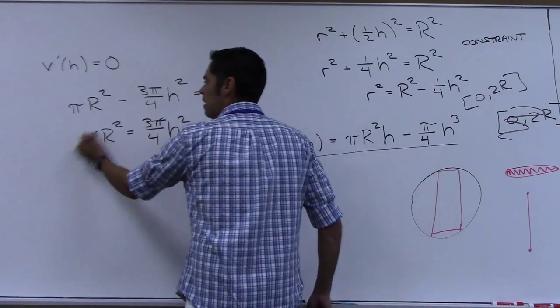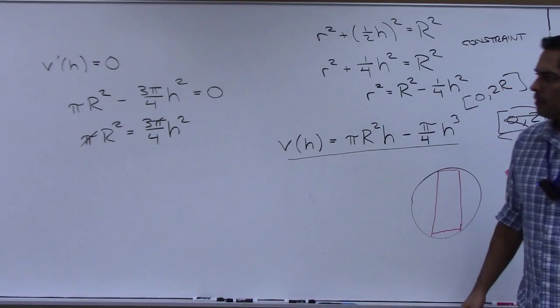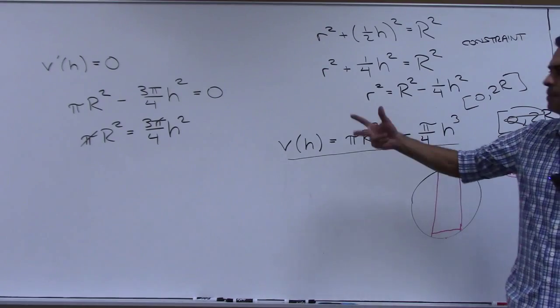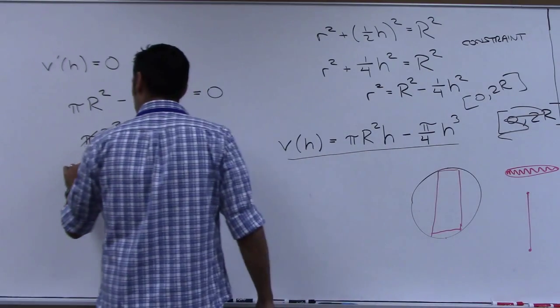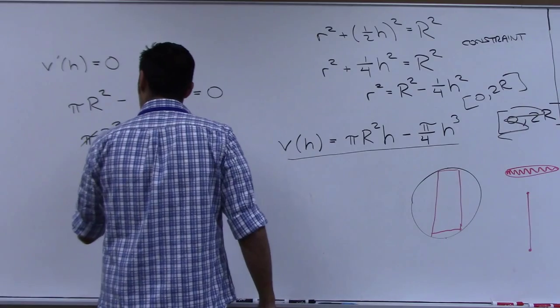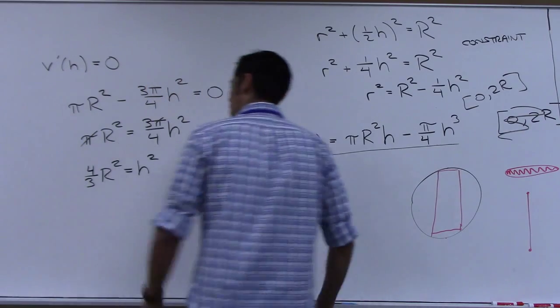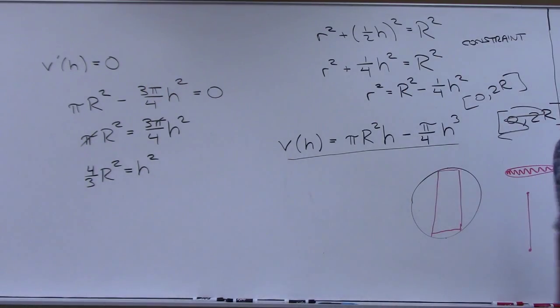Divide both sides by pi. Multiply both sides by the reciprocal of 3/4, which is 4/3. Capital R squared equals h squared. And then take the square root on both sides.